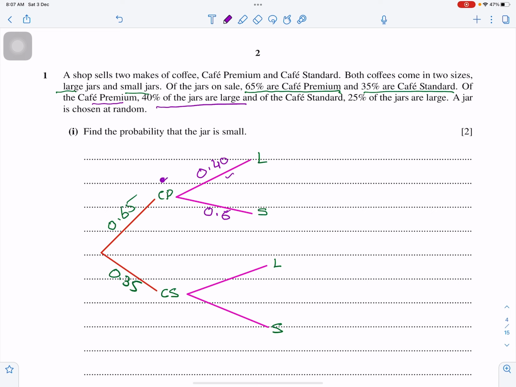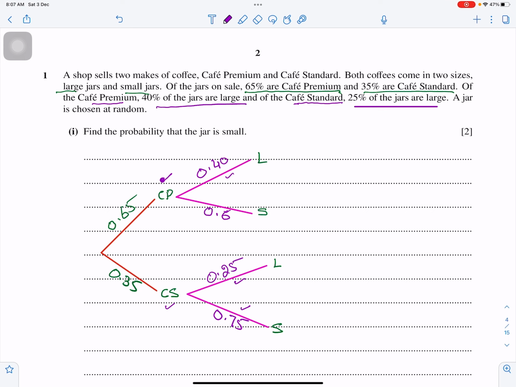It means at Cafe Premium, 0.6 are small jars. And at Cafe Standard, 25% of the jars are large. So now at the Cafe Standard, large is 25%, which is 0.25. And of course, the sum of the two branches should be 1. So what is left is 1 minus 0.25, which is 0.75. Now once you have completed the tree diagram, because sometimes in the question it is asked to complete the tree diagram, this will also help you to understand how we have to do this.